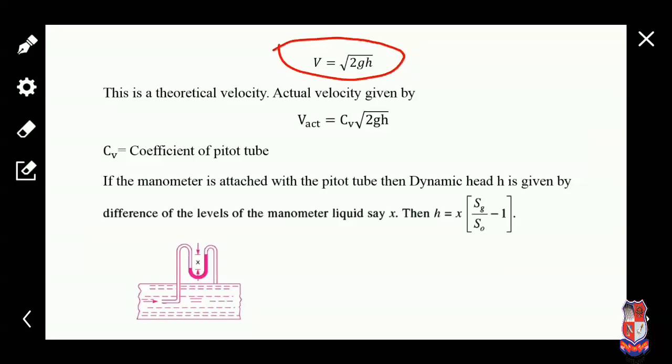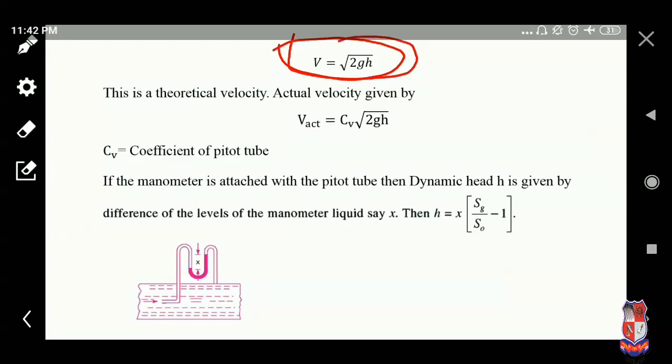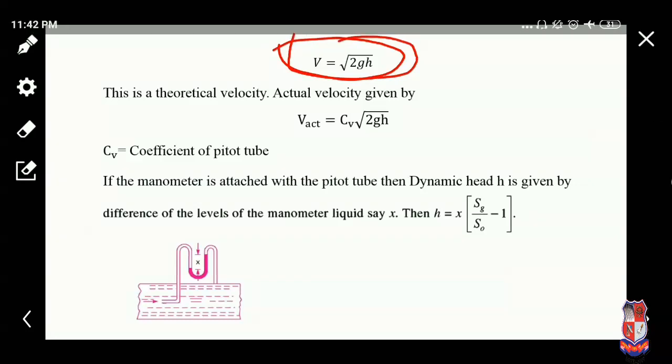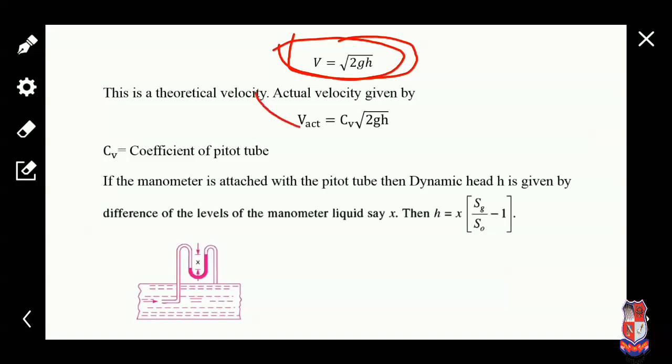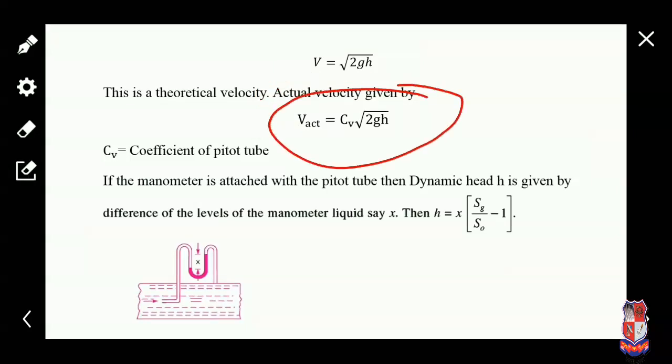This equation is a theoretical equation, but in actual practice we know that some losses are there. So the actual velocity value is less than the theoretical value. So the actual equation is V actual is equal to CV under root 2GH. CV is the coefficient of the Pitot tube.